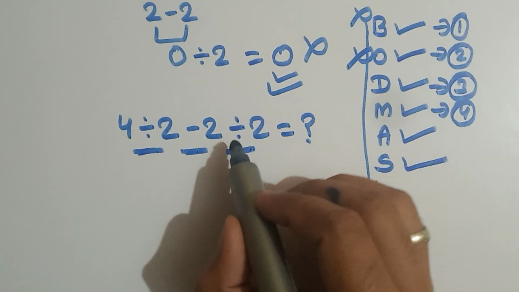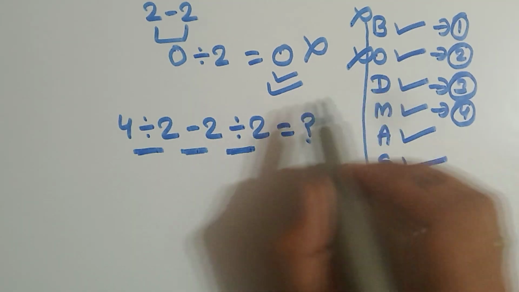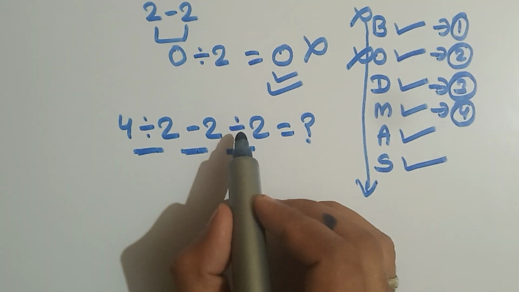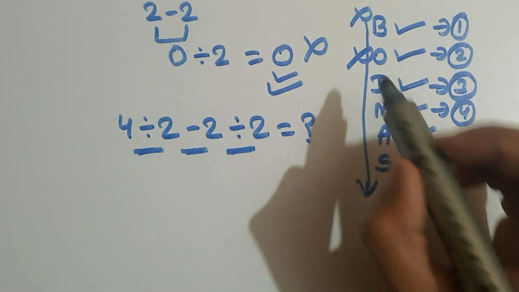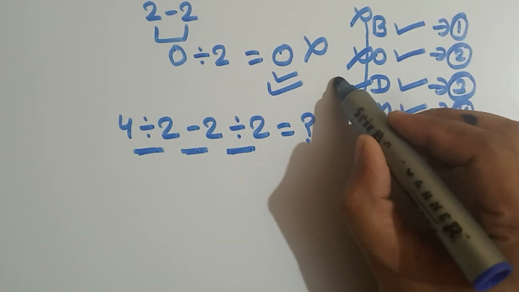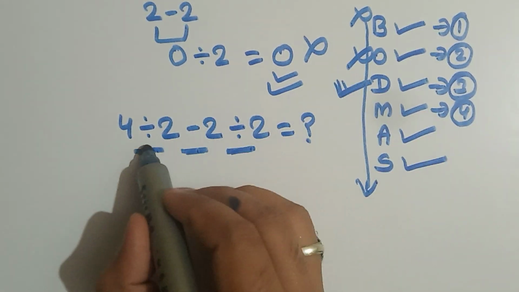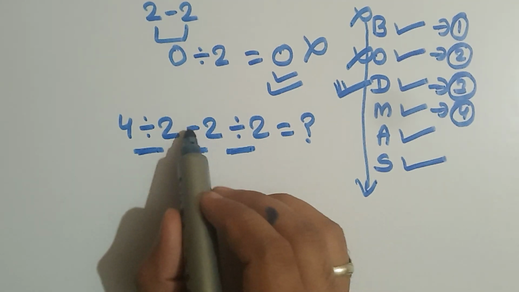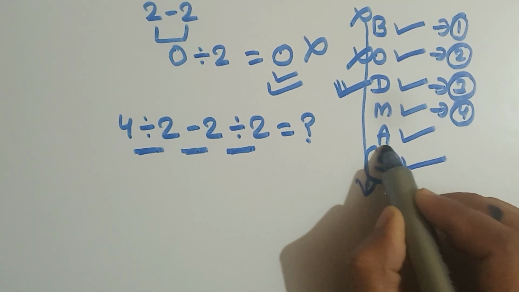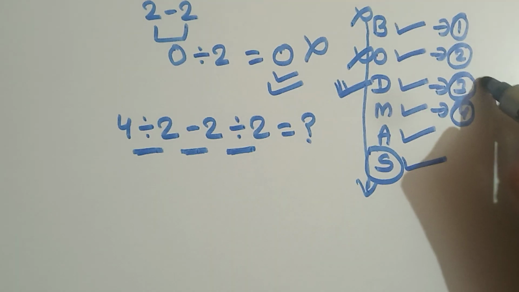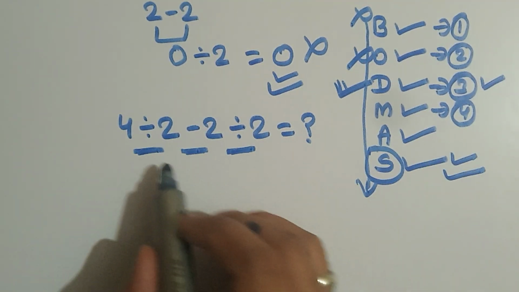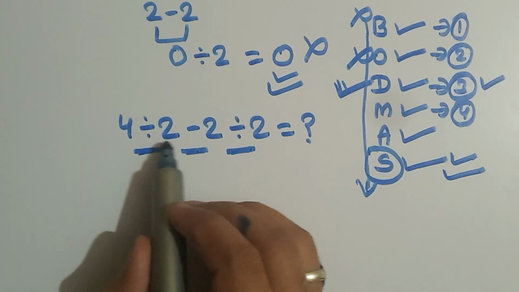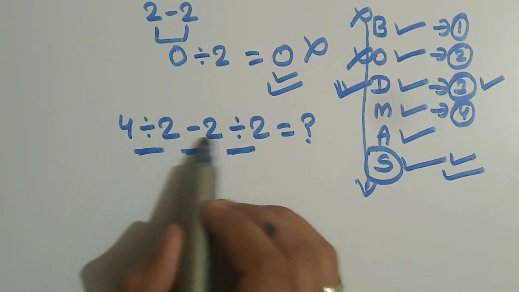But you can see a division sign is given here. D means division, which is given here and here. So it means we should calculate what first for this question? We should calculate the division sign first, right? And the subtraction is written last. It means the division sign gets higher priority than the subtraction sign. So we should calculate the division sign first in this question.